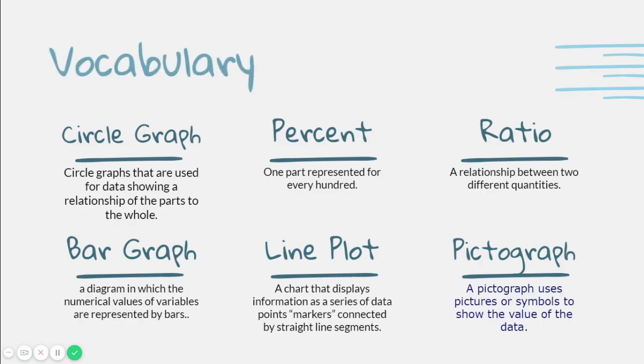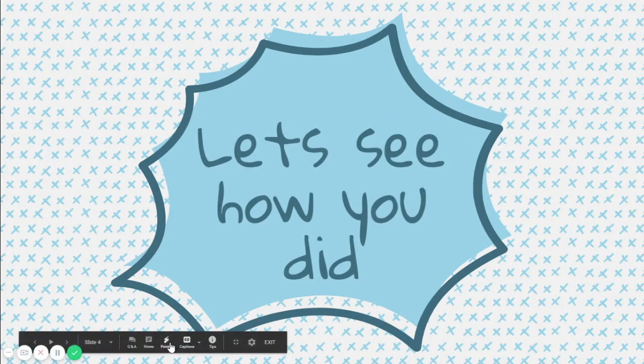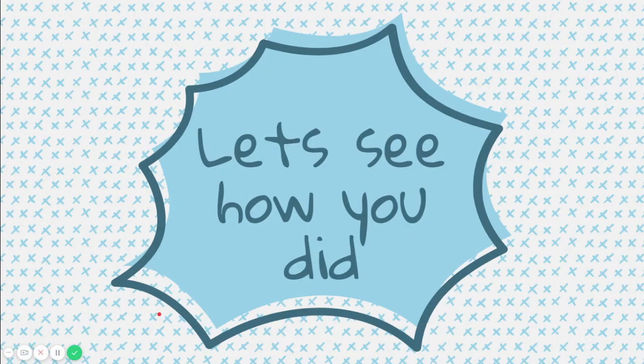So here is more of our vocabulary. We've been going through this all week. So we are just going more into comparing circle graphs to other types of graphs, such as bar graphs, pictographs, and line plots. So I gave you your homework question from yesterday. So once again, let's see how you did.